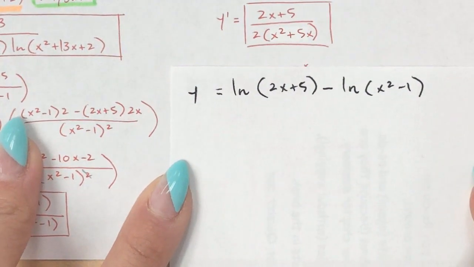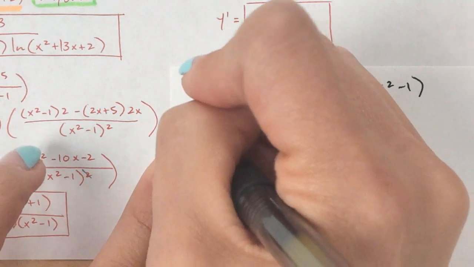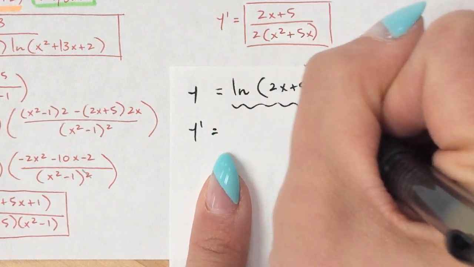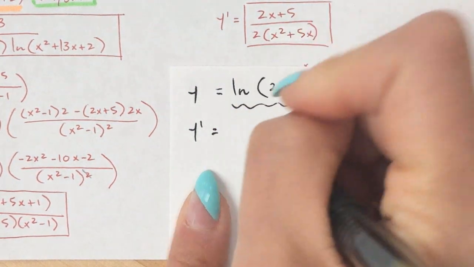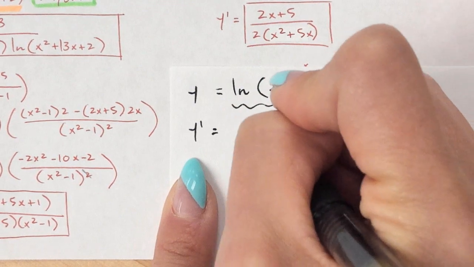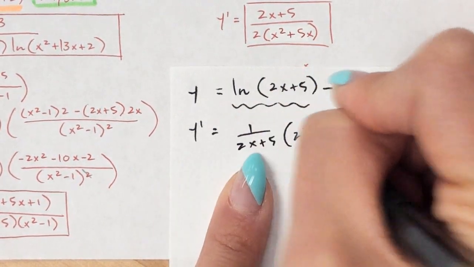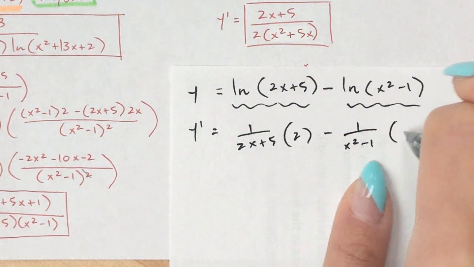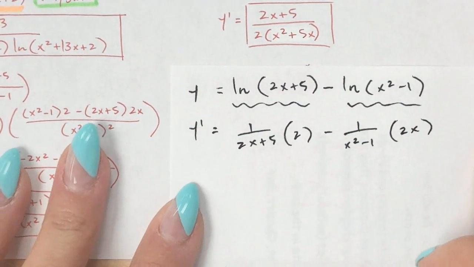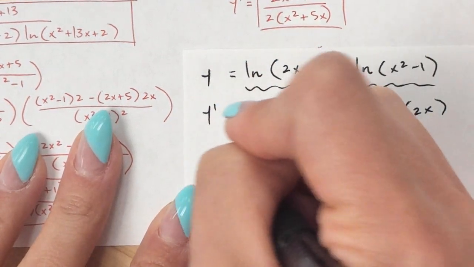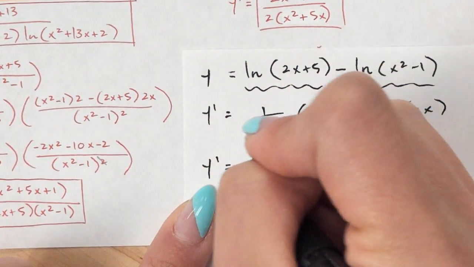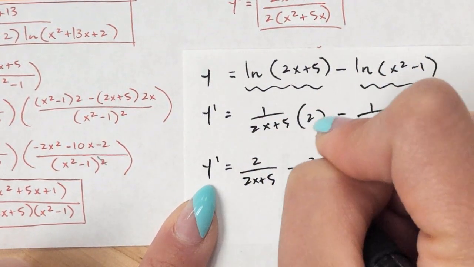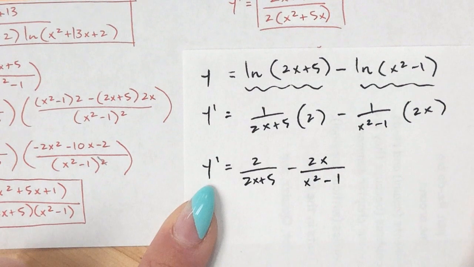That's your new y value. And then to get the derivative, you would just do 2 ln derivatives. So the first one would be 1 over 2x plus 5 times the derivative of 2 minus 1 over x squared minus 1 times the derivative of 2x. If I keep going, y prime equals 2 over 2x plus 5 minus 2x over x squared minus 1.